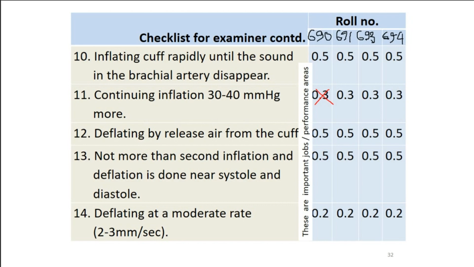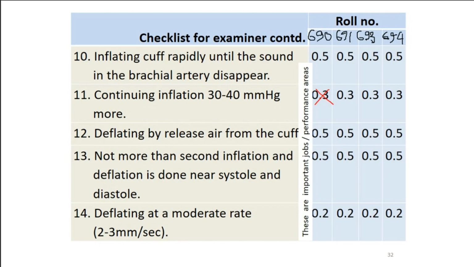10. Inflating the cuff rapidly until the sound in the brachial artery disappears. 11. Continuing inflation 30 to 40 mm of mercury more.